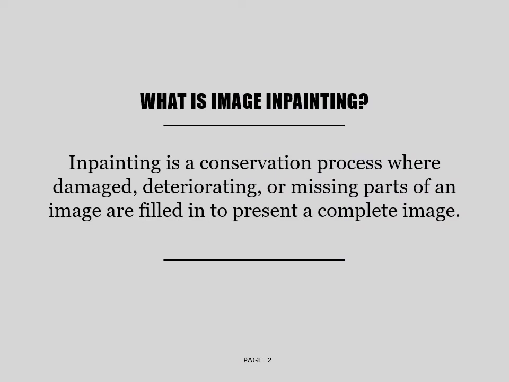Inpainting is a conservation process where damaged, deteriorated, or missing parts of an image are filled in to present a complete image. We've all been at a point where we've taken a digital photo and wished that some object or some person in that photo did not exist. And the way of covering them up in that photo is called inpainting.